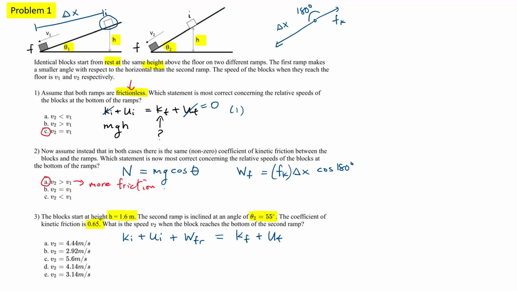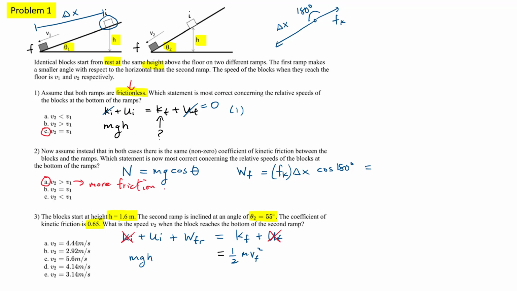Now many of these terms are going to be equal to 0. U final is 0 on the ground. The initial kinetic energy is 0. And now all we have to do is solve for the speed. Well, that speed appears right here in this final kinetic energy because this is simply 1/2 m v final squared. All right, what is my initial gravitational potential energy? It's mgh. And now the work done by friction, I'm going to go back to this expression right here.